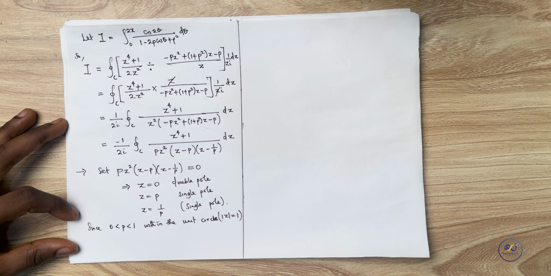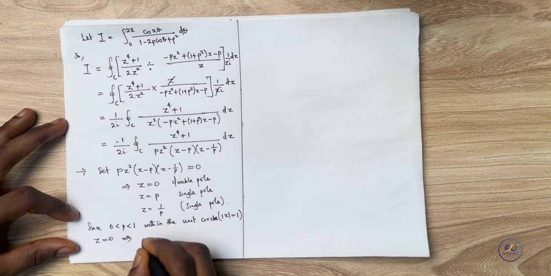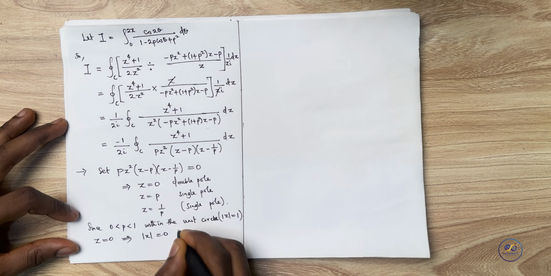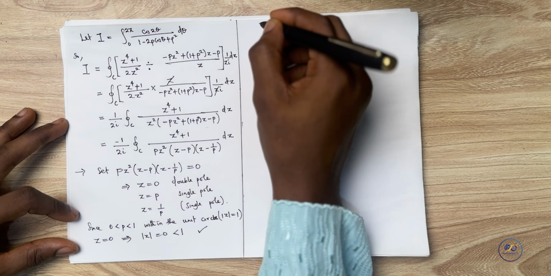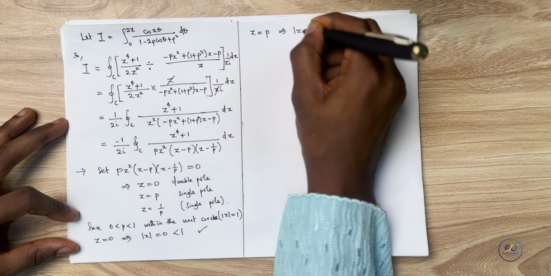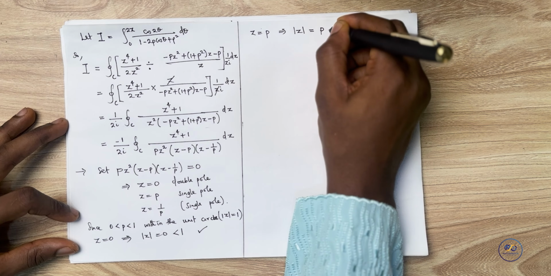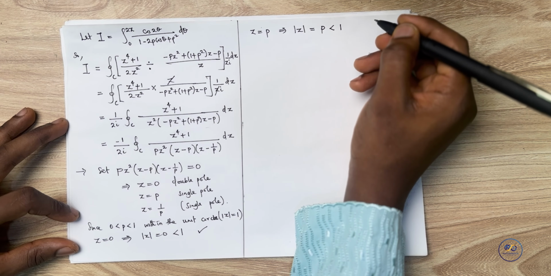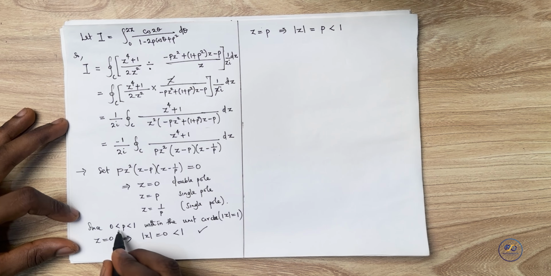Then it means that when we take z equal to 0, for instance, that would imply the absolute value of z is equal to 0, that is less than 1. So this falls within the region. When we take z equal to p, the absolute value of z would be equal to p, right? And this would be less than 1, right? Because in this case, do not forget that we have said 0 is less than p less than 1. So that's fine.